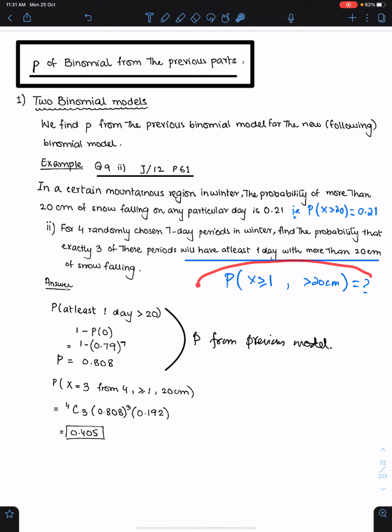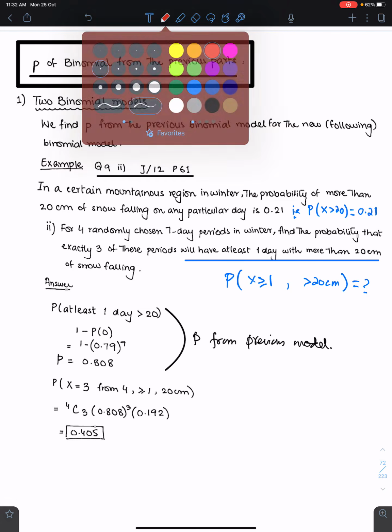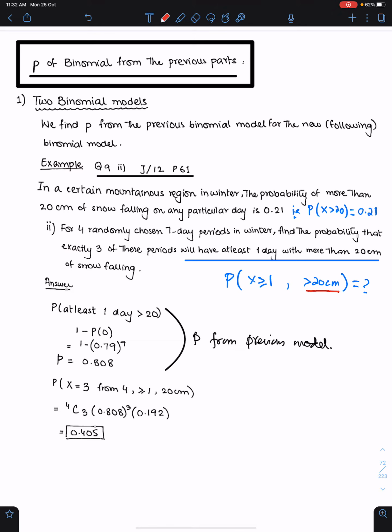So when you solve this equation, you will get P of this binomial model. This statement will help you to find the P of this new binomial model. And we have the probability of more than 20 centimeter, which is 0.21.